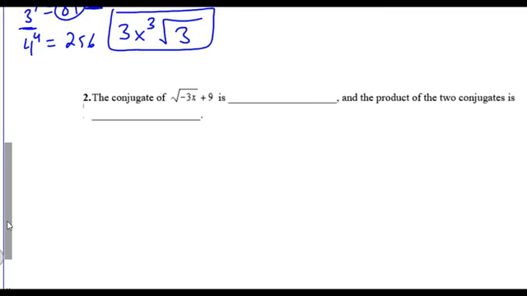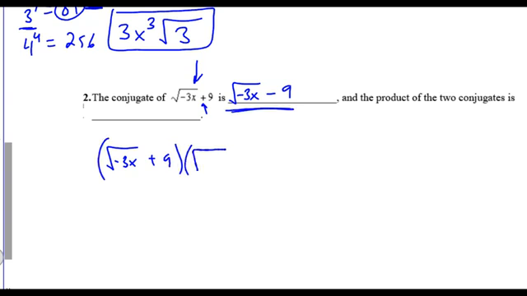Okay. The conjugate of this binomial is the exact same thing, except with a negative. So you change the sign on the second one. So this would be the square root of negative 3x minus 9. That's what the conjugate is. And the product of the two conjugates is where we multiply them. So we'd say square root of negative 3x plus 9 times the conjugate, so negative 3x minus 9.